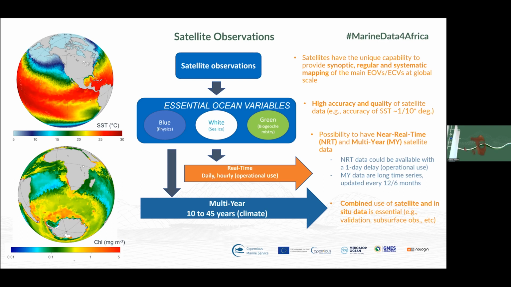And we now have the possibility to have near real-time and multi-year satellite data. What does it mean? Near real-time means that SST data can be available just a few hours after the satellite measurements, while multi-year data provide a long-term historical data record covering from 10 to 45 years. This is useful for climate applications. So remember, near real-time and multi-year. These are key words to remember.